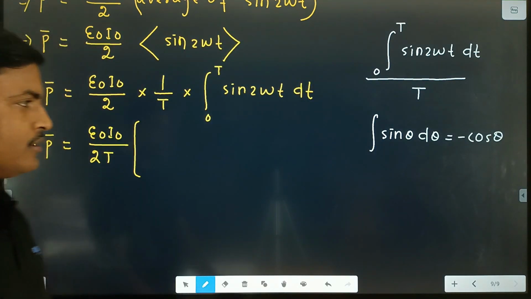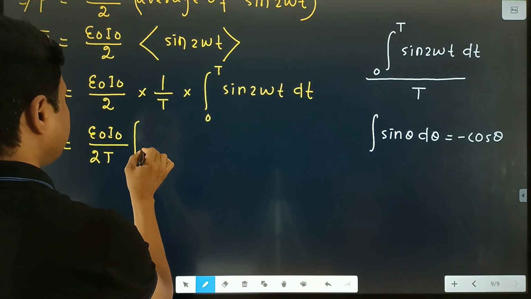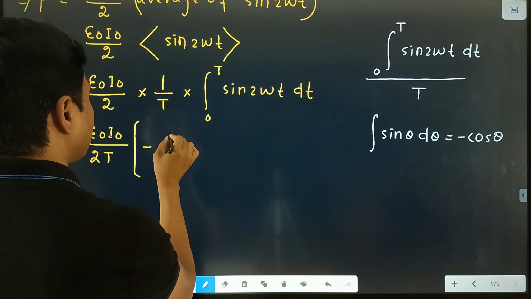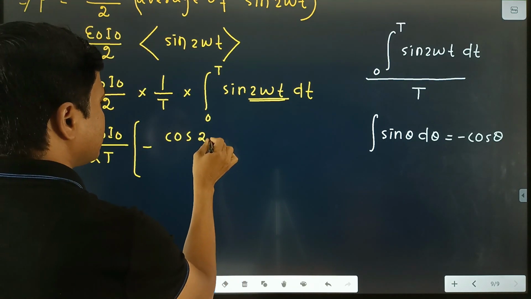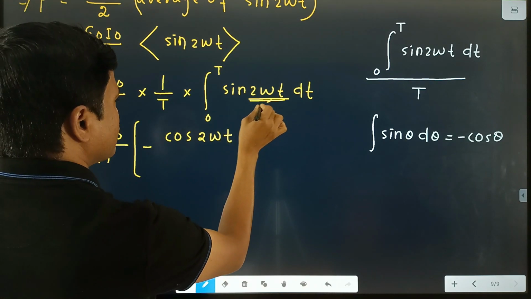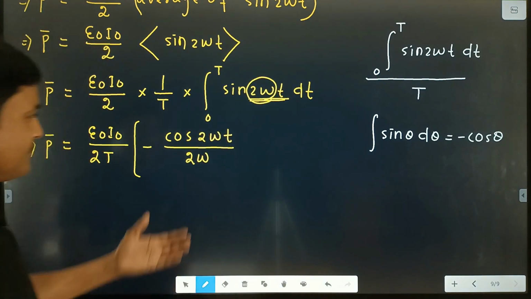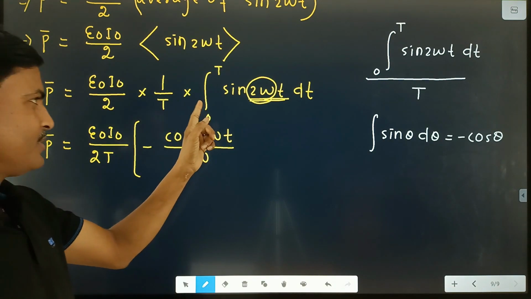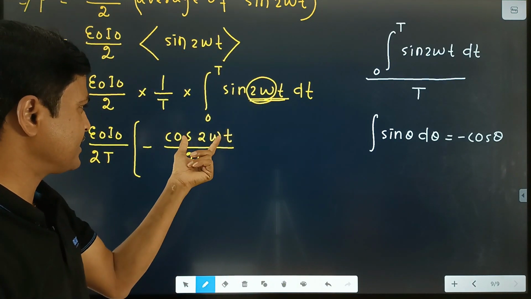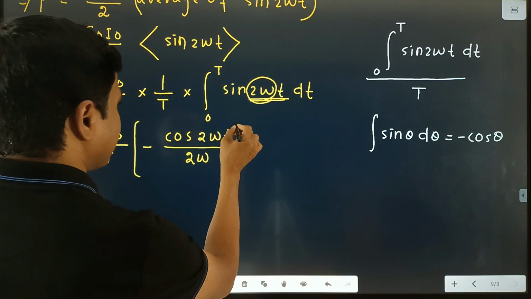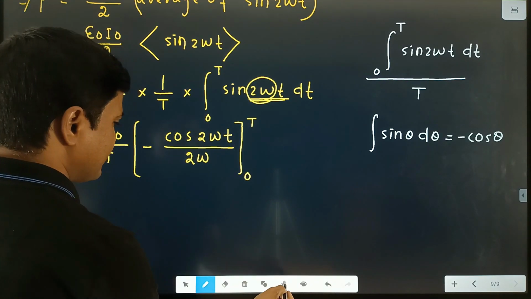You know this formula, so we write integration of sin 2 omega t, that is minus of cos. Here in place of theta, 2 omega t is there. We write 2 omega t, and here 2 omega is extra, so we divide by 2 omega. This is the formula of integration of sin 2 omega t: minus cos 2 omega t divided by 2 omega, and its value varies from 0 to capital T.